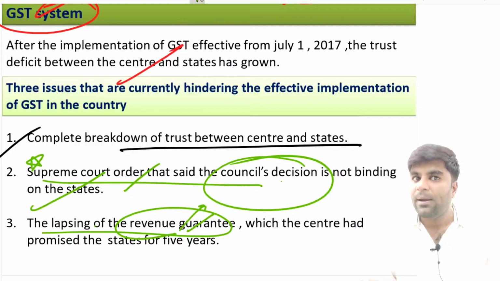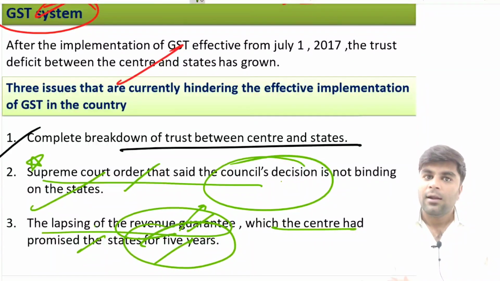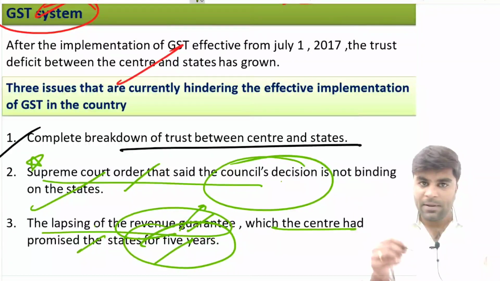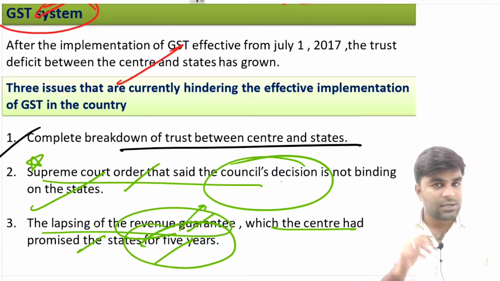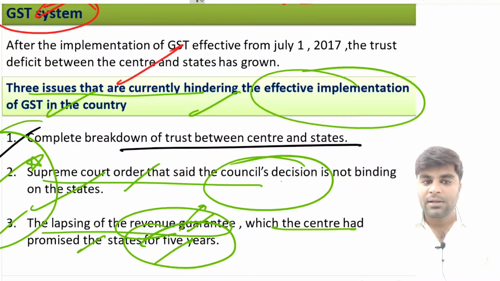Lapsing means it is going to end by this particular financial year 2022, which the center had promised the states only for 5 years. Now the states are demanding it for an extended period of time, which would be decided in the next GST council meeting. That's how I said in the beginning of the class. So all these are the 3 issues that are currently hindering the effective implementation of the GST in the country, right?